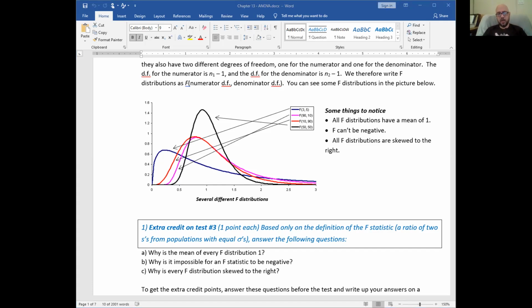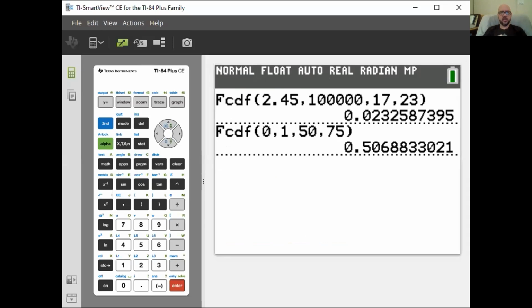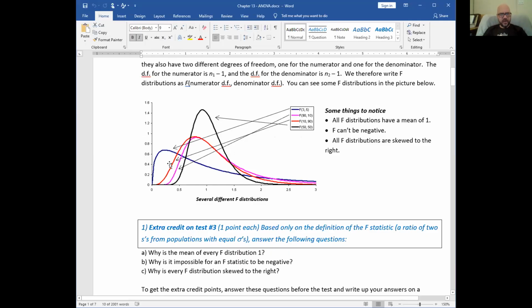Now, right, so 50.7%, if we had done the same exact sort of experiment with a much smaller number of degrees of freedom, it would be a lot more noticeable. So for instance, you can see F3,5 is very, very skewed to the right. So let's do FCDF from 0 to 1 with 3 and 5. We should get a much larger number, at least according to this picture. Let's see what that looks like.